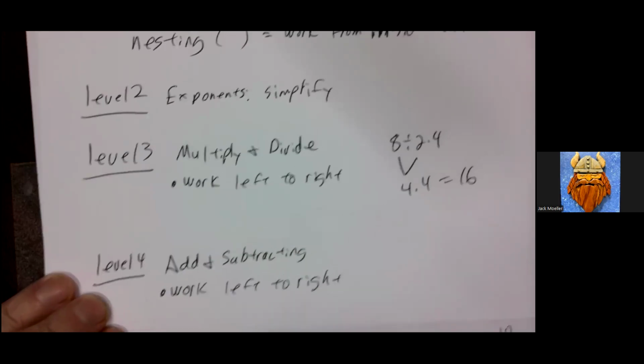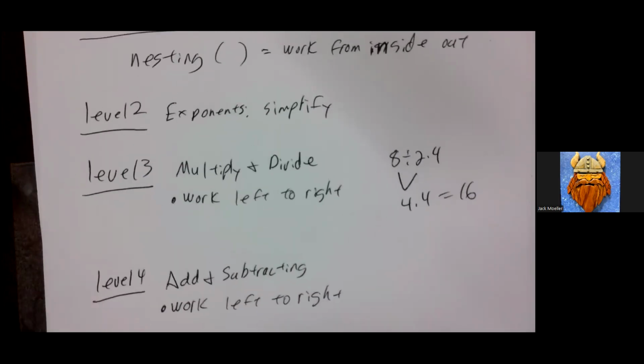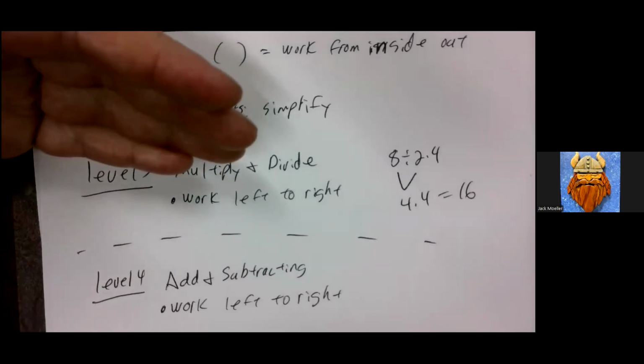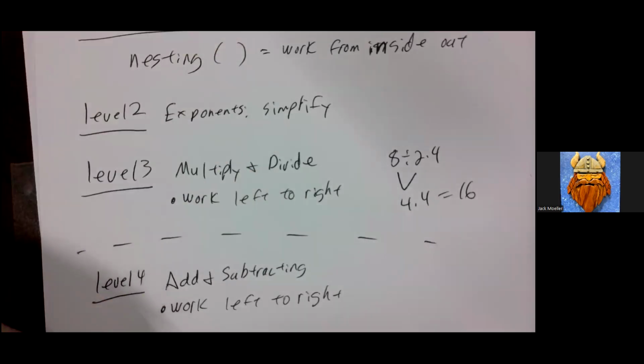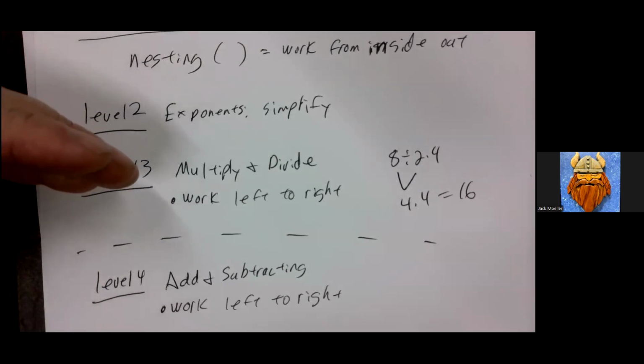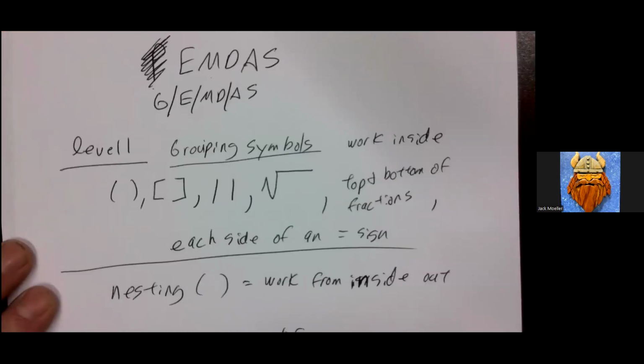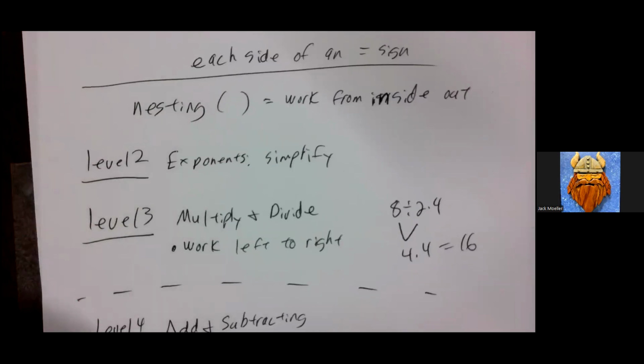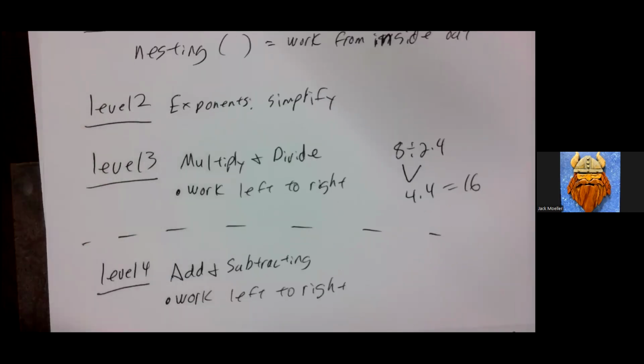Now notice there are 2 places where we say work left to right. That's only if you're talking about multiply or divide, or add or subtract. Add or subtract is always going to be a lower level than multiply or divide, unless in our grouping symbol, all we have is that subtract, so then it has to get done first. So once you're inside a grouping symbol, it's in this order.